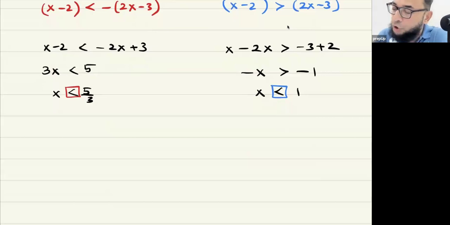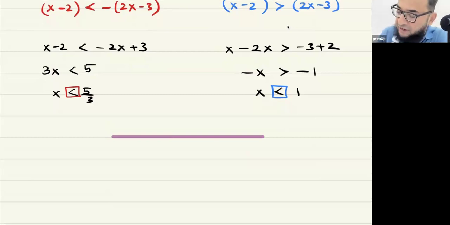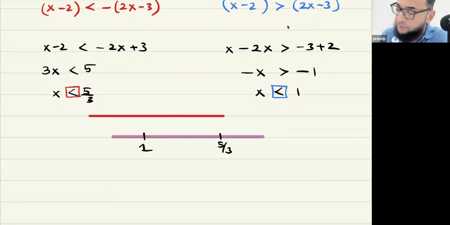Again, the true and false test. So let me just make a number line. Let me write down the values. X is lesser than 5 over 3. 1 is over here. 5 over 3 is a bigger number. Let me use a red line for this, a thick red line. And x is lesser than 5 over 3. That is this red line going this way. X is lesser than 1. That is the blue line going this way.